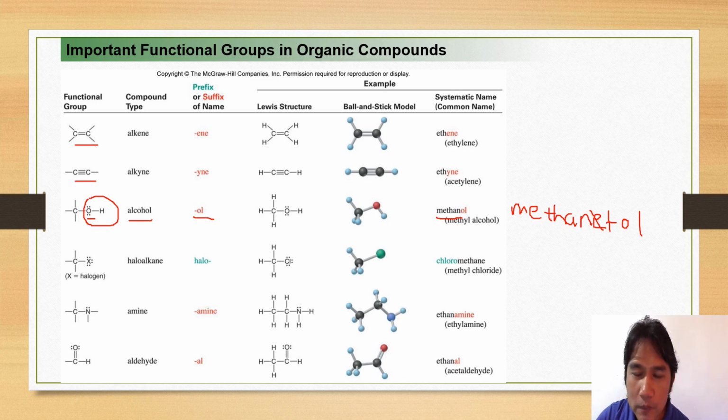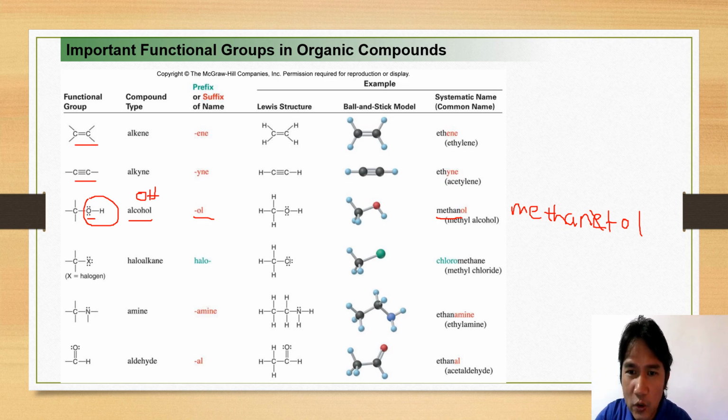For alcohol, this functional group is called the hydroxyl group, OH. The hydroxyl group is a neutral compound. It's not charged, unlike the hydroxide that we have seen. Hydroxide is negatively charged.